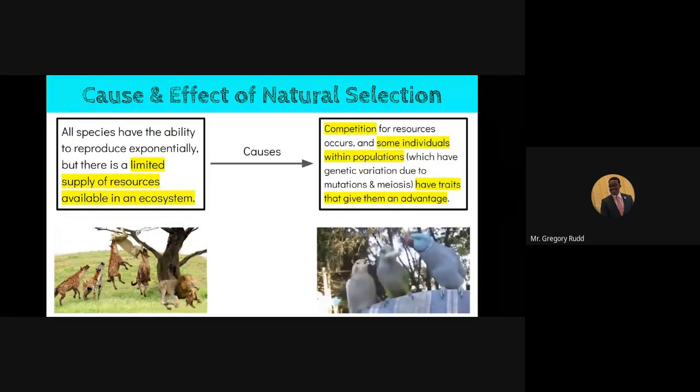Now, of course, those traits come about, just as Alicia said, because every population has some amount of genetic variation. No two individuals within a species are exactly alike. Everybody is going to be slightly different and have some different advantages. So that's where those advantages come from. We all have some genetic variation, but no two individuals are exactly the same.